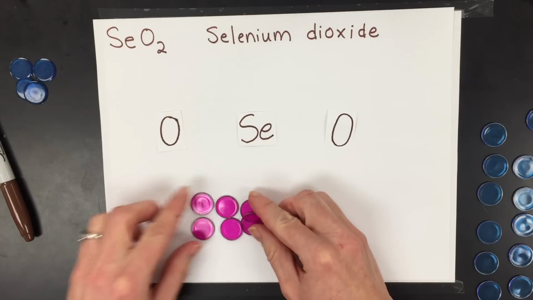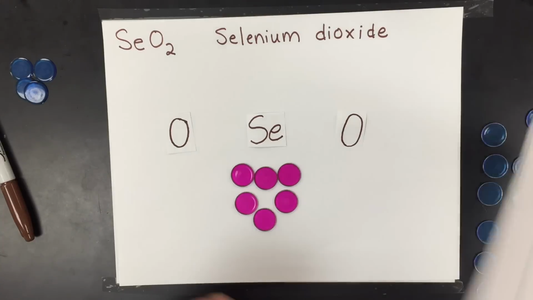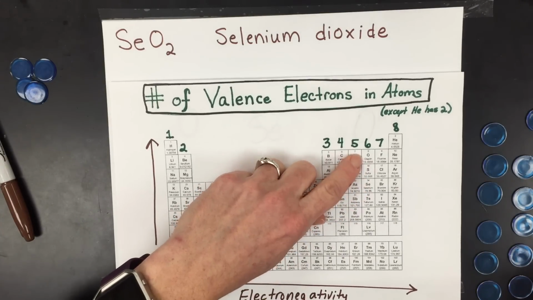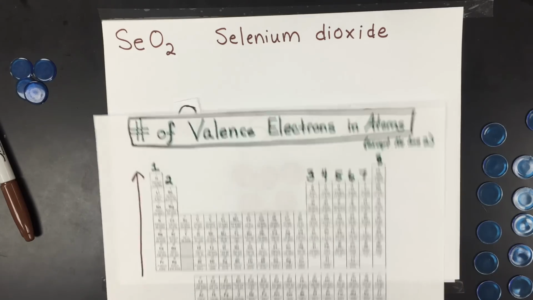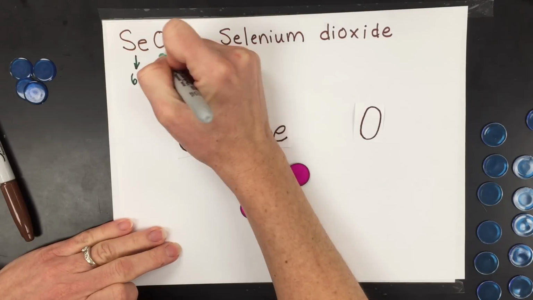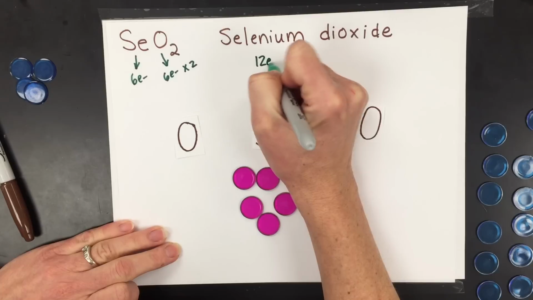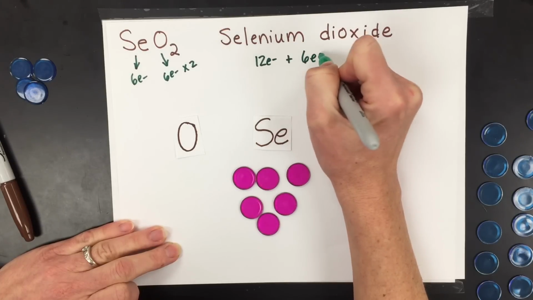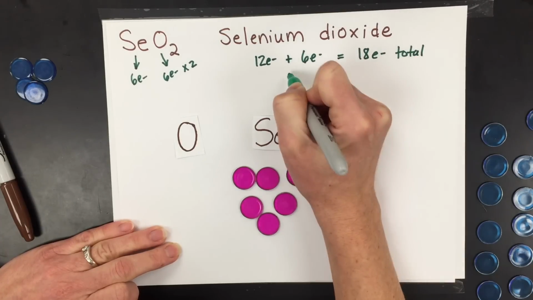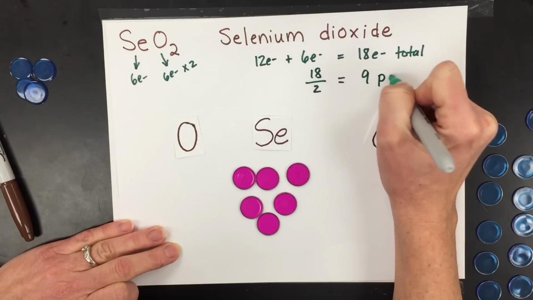So I've grabbed 6 of them for selenium right here, because selenium is going to have 6 valence electrons. It's located right here. Oxygen also has 6 valence electrons. So again, selenium has 6 valence electrons, and oxygen also has 6, but there's 2 of them. So that's going to equal 12 electrons for the oxygen, 6 for the selenium, and that's 18 electrons total. Or again, if you want to count them as pairs, I would have 9 pairs of electrons.